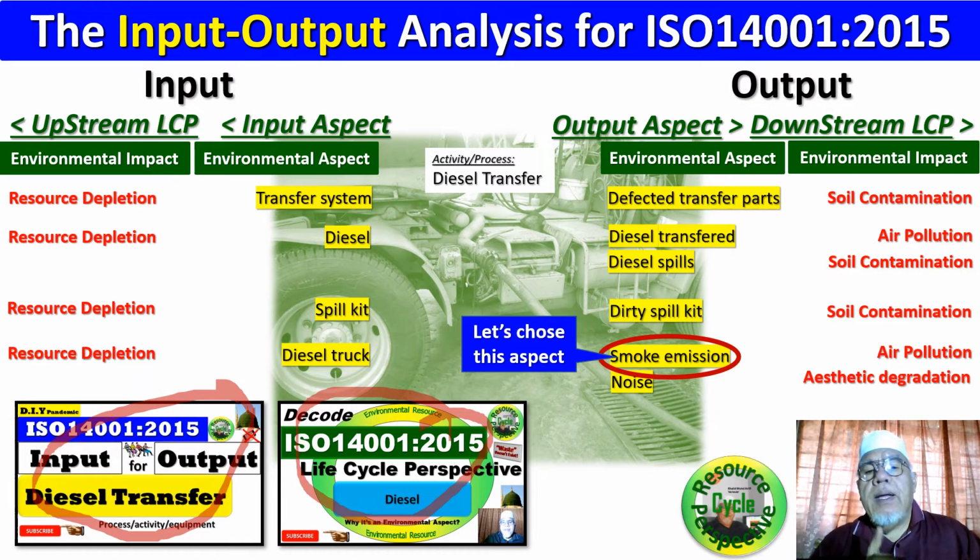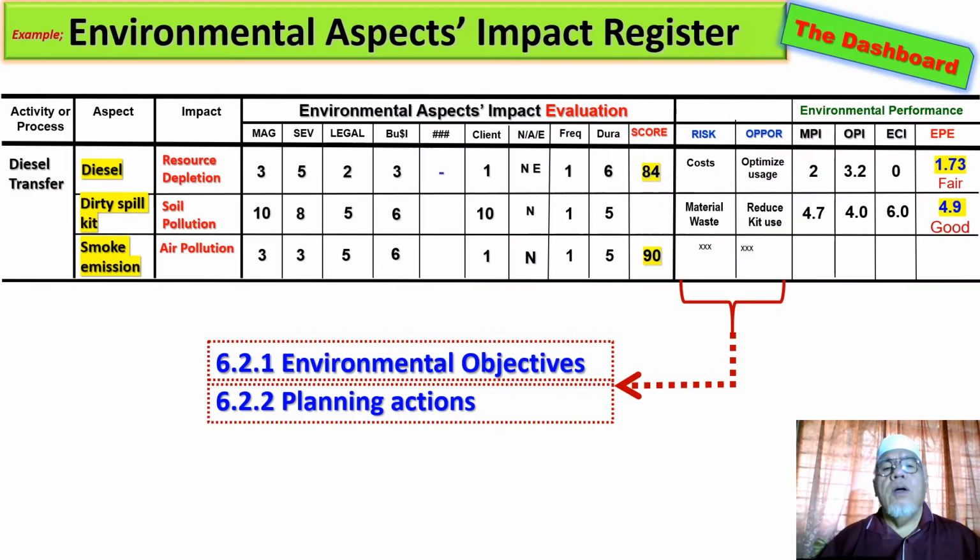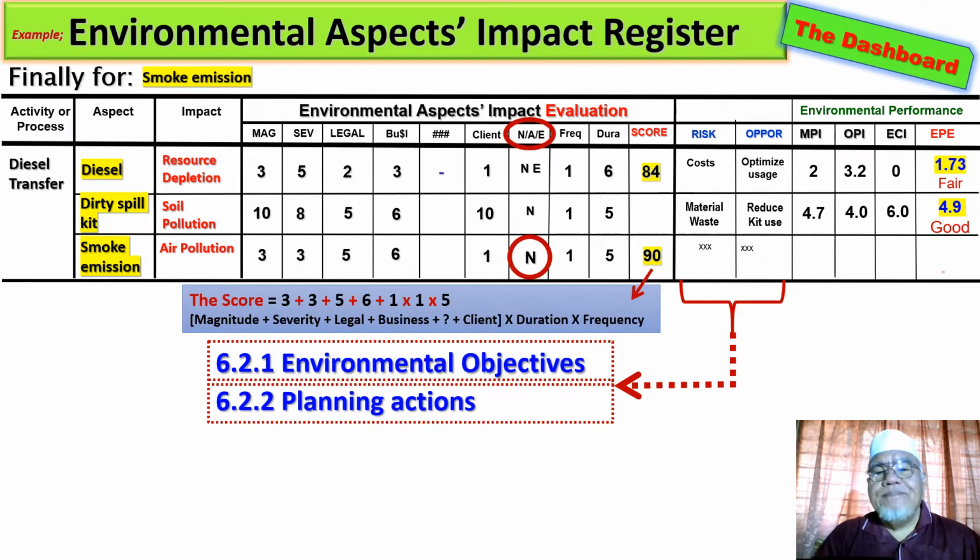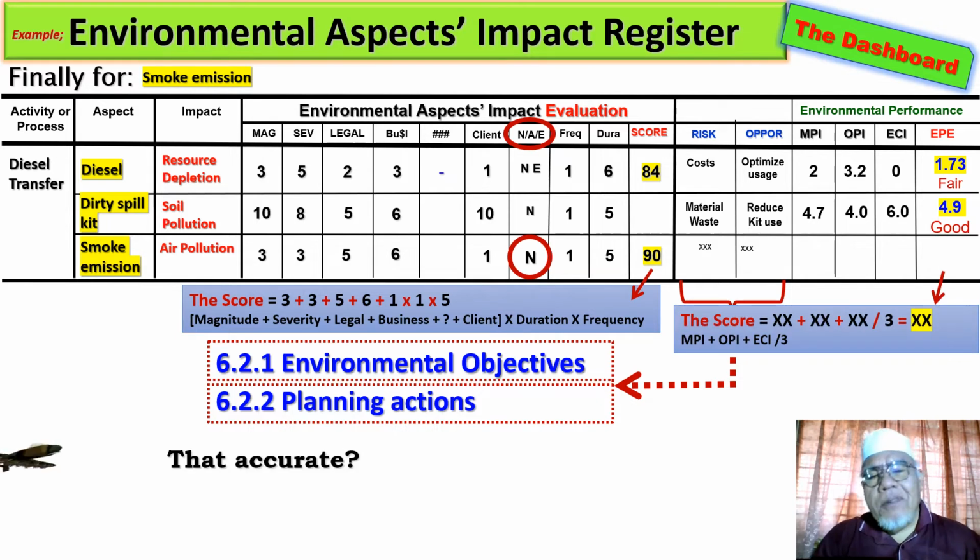Now we are here. Let's choose, I'm sorry for the spelling mistake. Let's choose this environmental aspect, smoke emission. Pardon my English, okay? Spelling, rather. Oh, I did well in spelling in school, but not anymore. I think typo error is all man. Please excuse me for that.